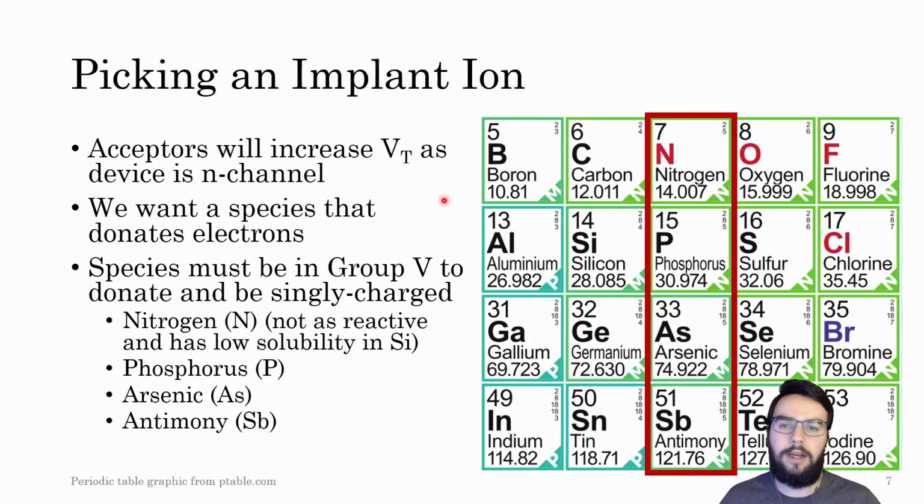So let's start by remembering that acceptors will increase the threshold voltage as the device is in channel, right? So that means that we need a species that donates electrons. This basically narrows down to group 5 because they all donate and they're singly charged. So we have all these atoms that we can choose from. Nitrogen is not as reactive and it has a low solubility in silicon, so we're not going to choose that one. But we can choose phosphorus, arsenic, or antimony.